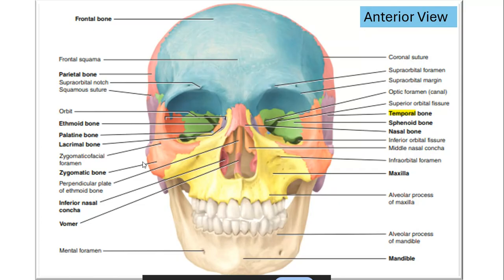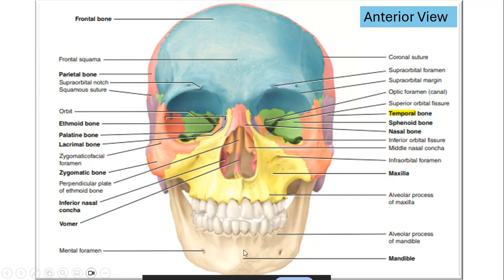Perpendicular plate of ethmoid bone. This particular is the perpendicular plate of the ethmoid bone. This is this part, right? Inferior nasal concha. This nasal concha is right here. It actually looks like a conch if you observe it, right? This is Vomer, V-O-M-E-R, Vomer, right?